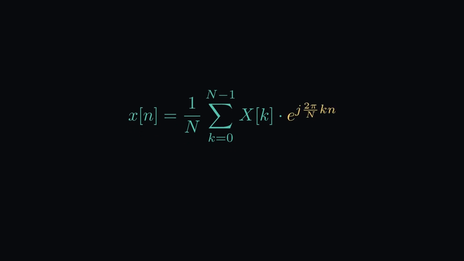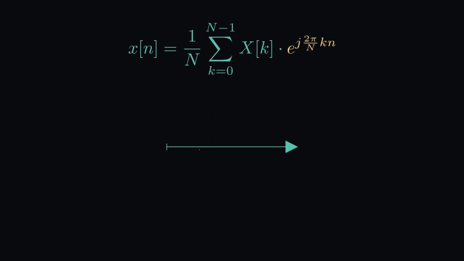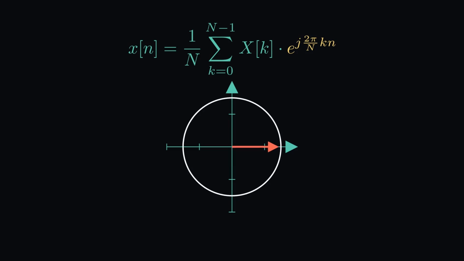Firstly, our twiddle factor now has a positive exponent. In the forward FFT, the negative i, or the negative j, meant that our twiddle factor was spinning clockwise around the complex unit circle, since that's the convention for polar coordinate systems. So flipping that sign flips the direction this point moves around the circle.